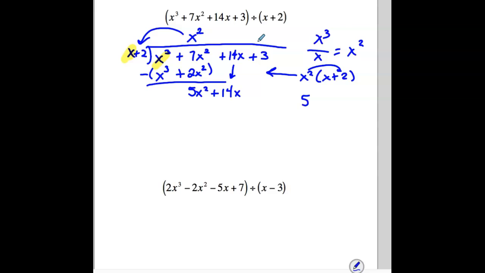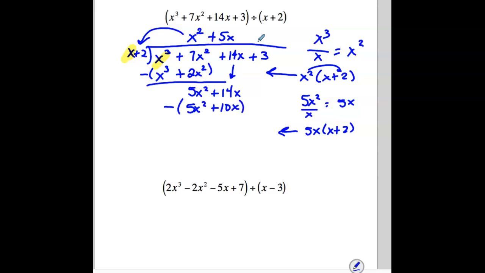Our first term, 5x squared, divided by the first term in our divisor, the x. We end up with 5x. That's going to go on top, a positive 5x. And then 5x times the whole divisor, x plus 2. That's what goes on the bottom. So we get 5x squared plus 10x.